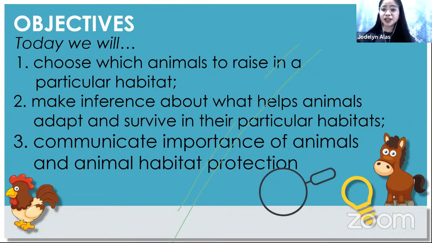Okay, let's call Riza. Riza, may you please read our last objective for the day? Today, we will communicate the importance of animals and animal habitat protection. Wow, thank you so much for your reading, Anak. Good job.